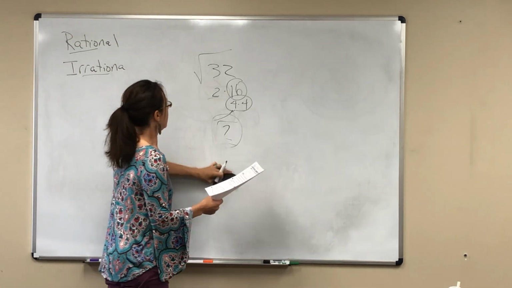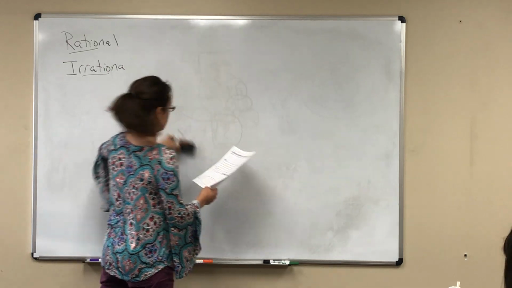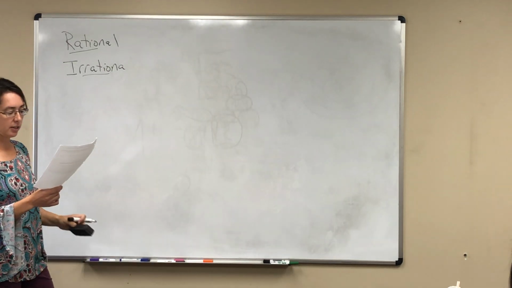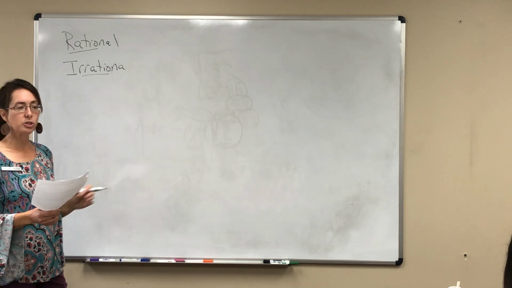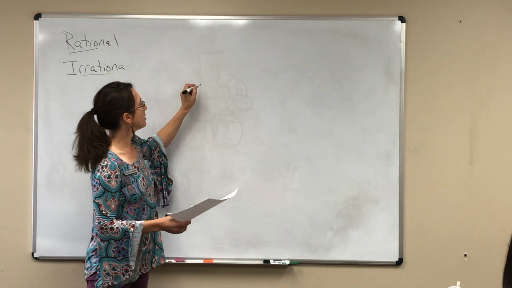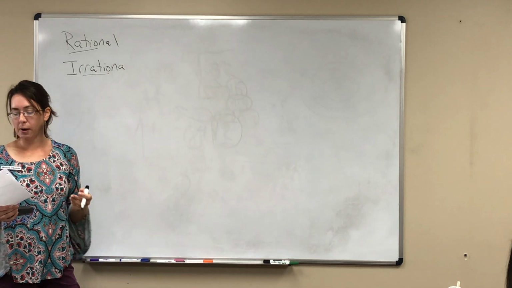Okay. Negative 19, Nathan. Rational. Hadrian, negative square root of 100. Rational? Yep. What's the square root of 100? 10. Doesn't matter if it's negative or positive.